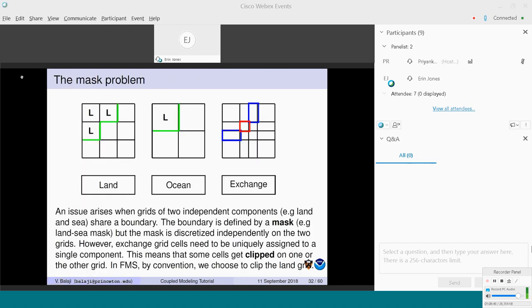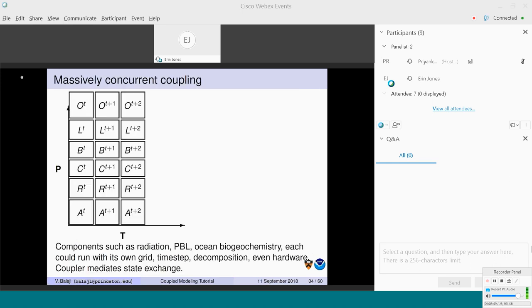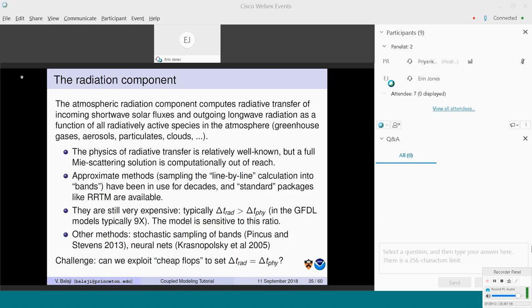Okay, now we're going to talk about this thing which I call coarse-grain concurrency. So I showed atmosphere and ocean running concurrently. What if you wanted to make atmosphere, radiation, chemistry, boundary layer, land, ocean, all run concurrently? Then you massively increase the amount of parallelism you have in the system. Is it possible? There are some difficulties with it. But let's see how we would do it.